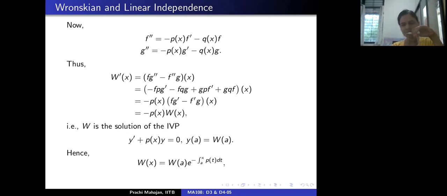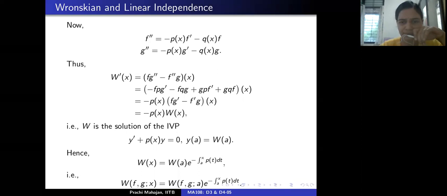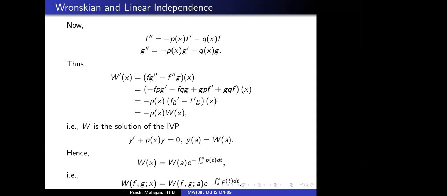We know how to solve this initial value problem. So the solution exists and is unique and is given as follows. The Wronskian of f and g at the point x must be the Wronskian of f and g evaluated at the point a times the exponential of minus the integral of p from a to x. Is that correct? And we are quite done. So we have finished the proof of Abel's formula.